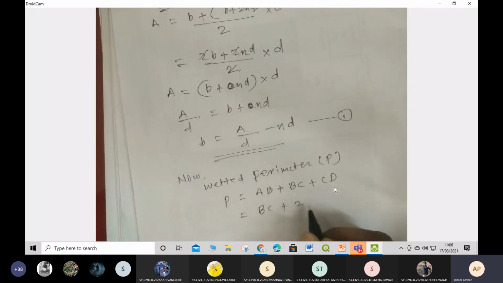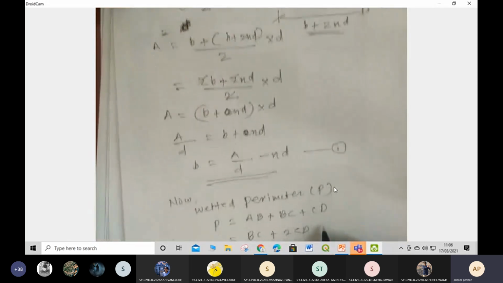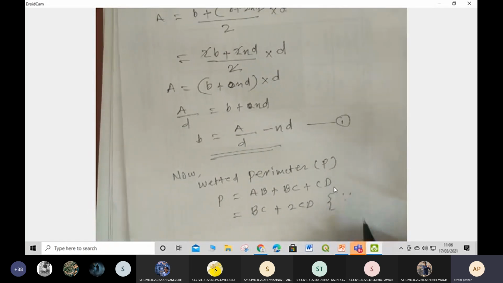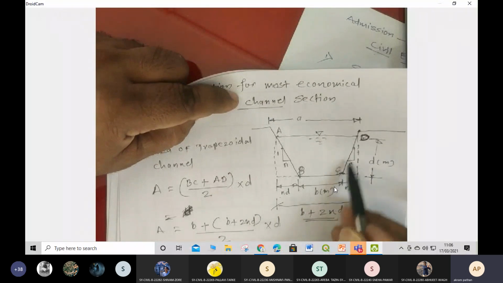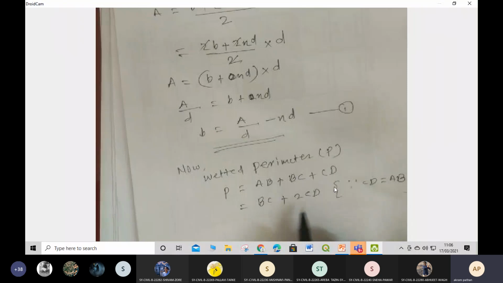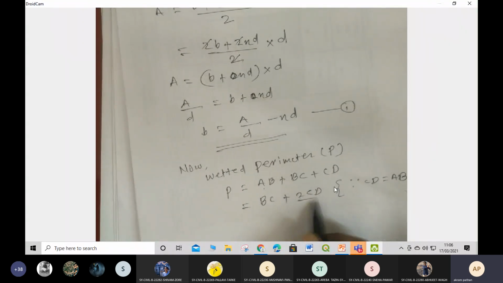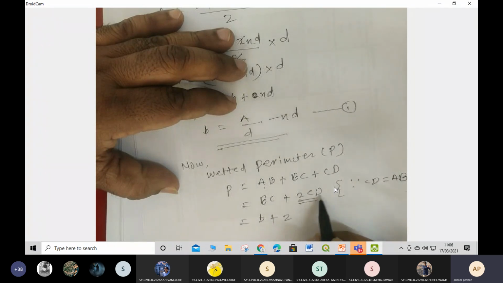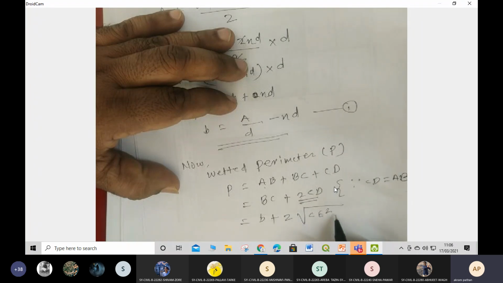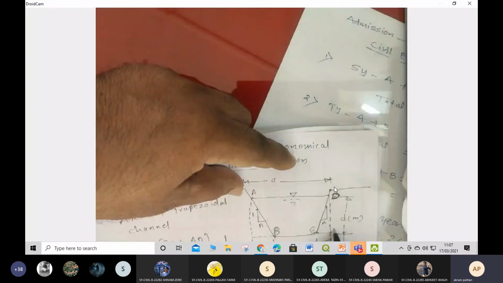Now BC plus 2 times CD. So why this 2 times CD? Since CD is equal to AB. Okay, see here. CD is equal to AB. That's why we have written here AB and CD as 2 times CD. Okay. Now, if I substitute the value of BC, BC is the bottom width of the channel, B plus 2 times, what is this CD? CD is under root CE square plus DE square. So, see here, we have this point E.